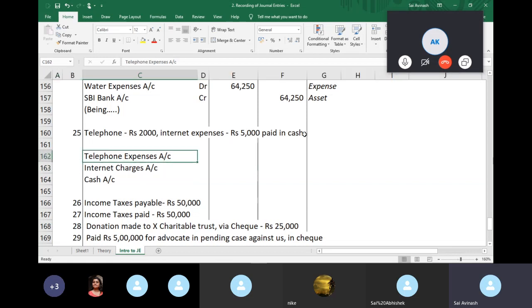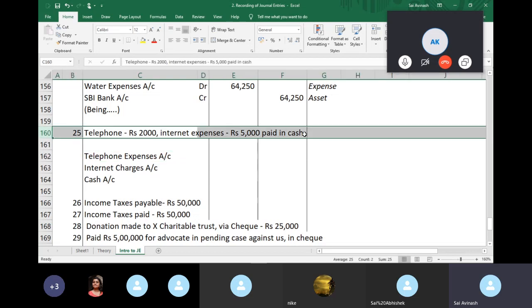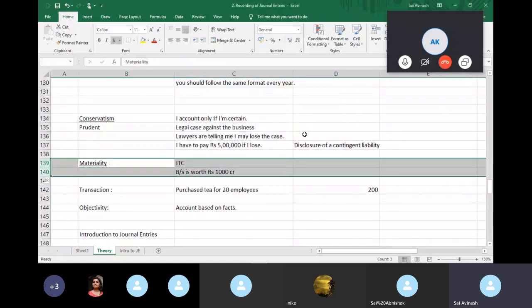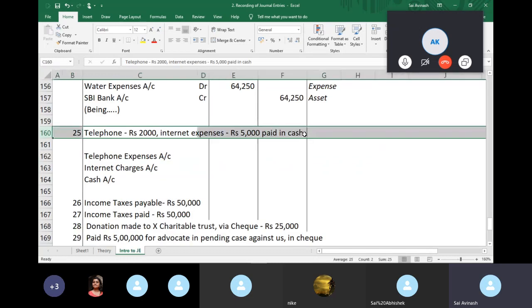There are some companies which simply create an account called communication expenses account and go ahead and debit 7,000 to it. This is where, if you remember, there was a concept called materiality, right? There are some businesses where my communication expenses in total will be maybe 1% or less than 1% of my profit. So it doesn't make sense for me to create telephone expenses, internet expenses, mobile expenses accounts and monitor them. I'll simply create one account called communication expenses and account all such expenses under that one account.